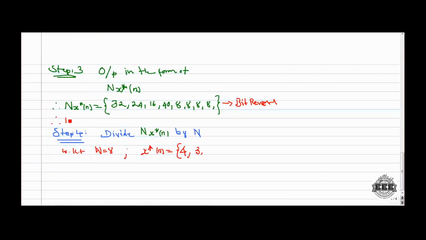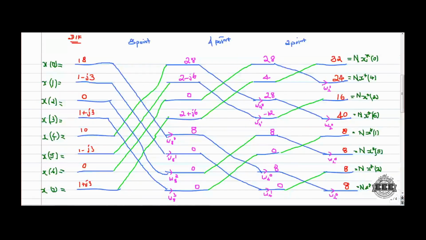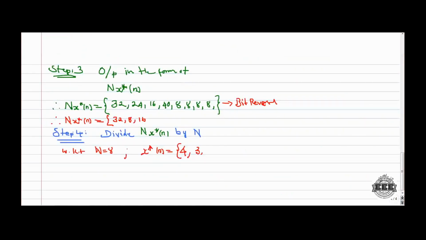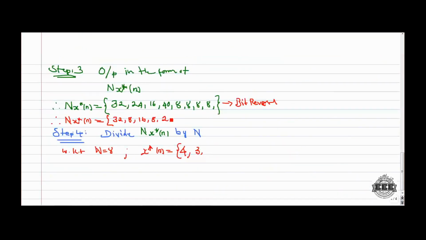Therefore your N into X star of n is equal to 32, comma, 8, comma, and then the second sequence is 16, comma. X of 0 is 32, X of 1 is 8, X of 2 is 16, and then X of 3 is 8, X of 4 is 24, X of 5 is 8, X of 6 is 40.